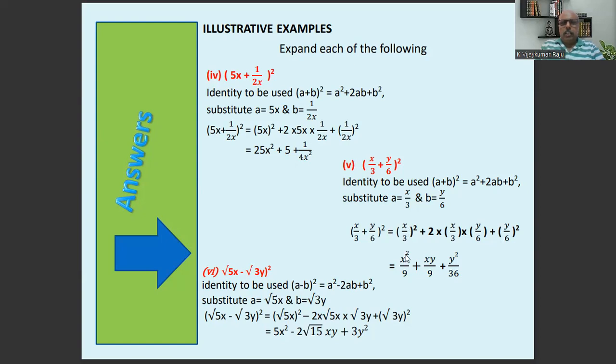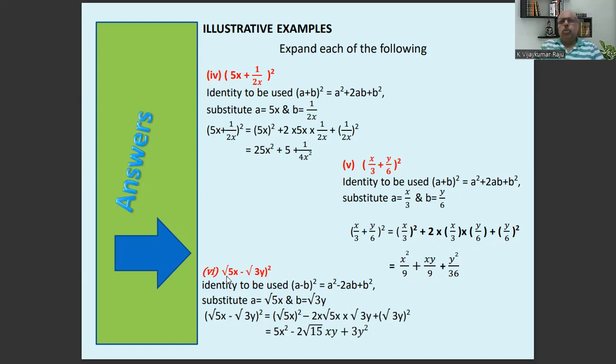So x square upon 3 square is 9, plus x into y. This 2 3s are 6, 3 will remain. 3 3s are 9. So xy upon 9 plus y square upon 6 square, 6 6s are 36. So this is your answer.